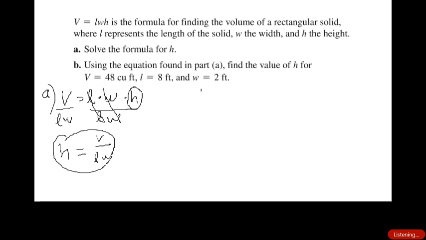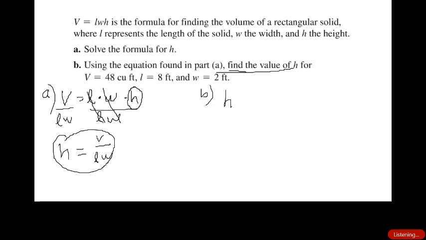So what we're going to do for part B is we are going to now use that formula to find the value of H, given that the volume is 48 cubic feet, the length is 8 feet, and the width is 2 feet. So what we can do is we can use this given volume, length, and width to find the height of that solid.